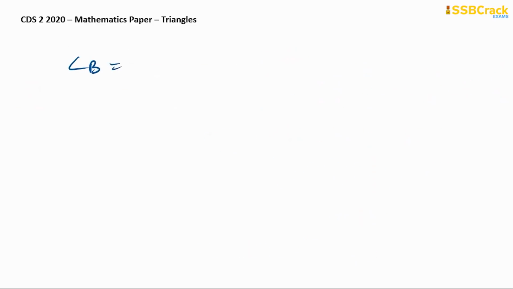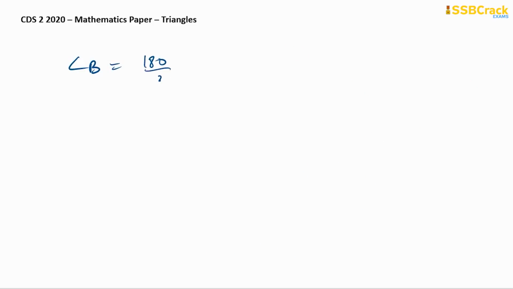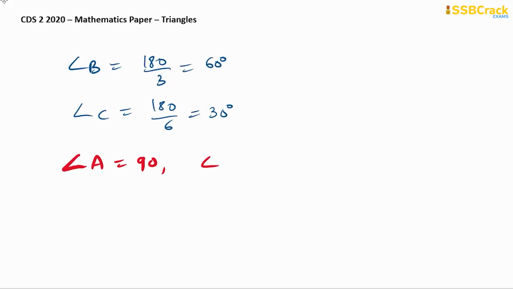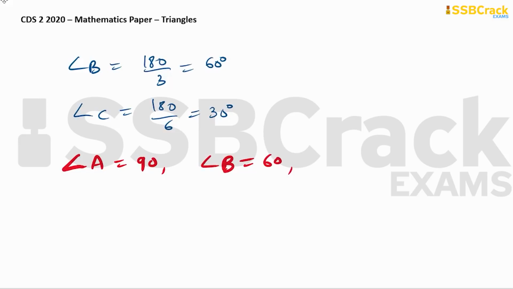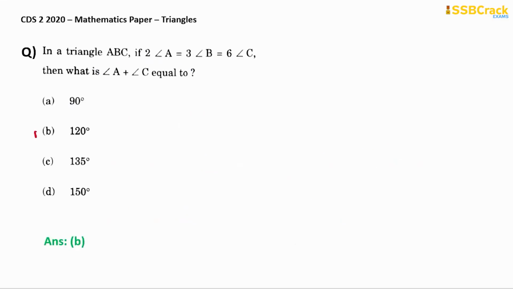Angle B, what was angle B? Angle B was K by 3. So 180 by 3, what are we getting? 60 degrees. And angle C, what is angle C? 180 by 6, it's 30 degrees. So what we obtain is angle A to be 90, angle B to be 60, angle C to be 30, and they asked us the sum of angle A and angle C, which is 90 plus 30, equal to 120 degrees, and hence the right key for this particular question is option B.